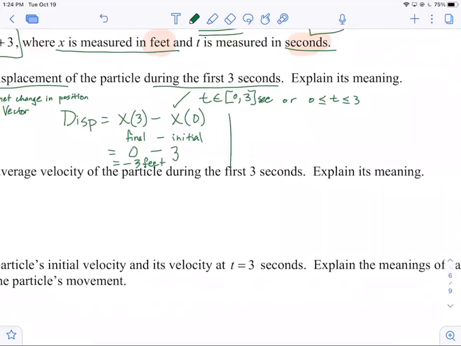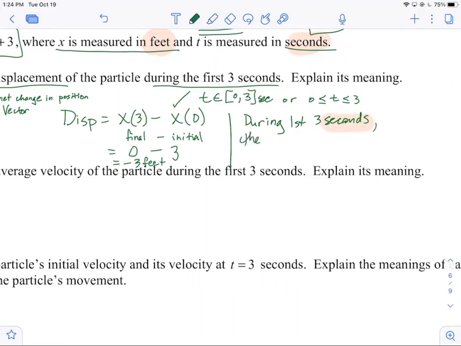So during the first 3 seconds, we'll use the terminology. During the first 3 seconds, and there's the units, right? I have my units during the first 3 seconds. Or you could say from t equals 0 to 3 seconds, like we wrote up there, comma, the particle is displaced.